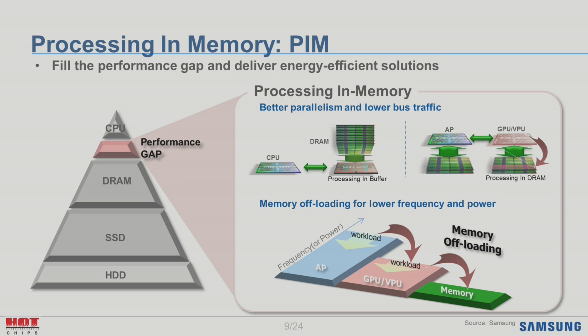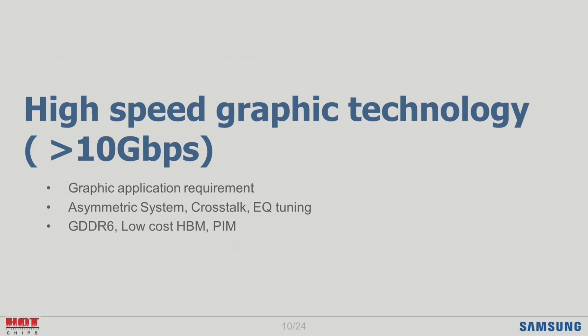Okay, next I will talk about high-speed graphic technology. First is the graphic application requirement. And I'm going to talk about the asymmetric system, crosstalk, and equalization technology. And I will propose GDDR5 and GDDR6, low-cost HBM, and processing in memory.